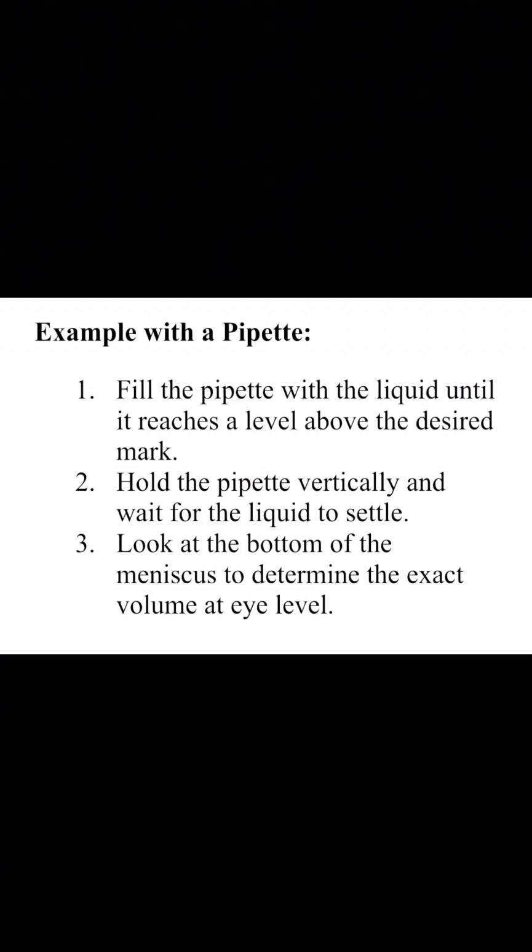When reading the meniscus with a pipette, first you fill the pipette with the liquid until it reaches a level above the desired mark, then hold the pipette vertically and wait for the liquid to settle, and lastly look at the bottom of the meniscus to determine the exact volume at eye level.